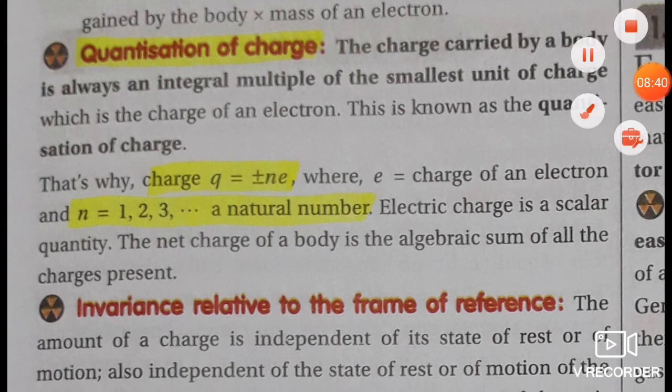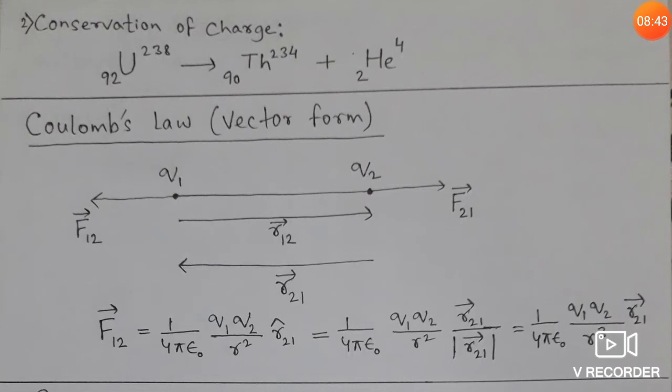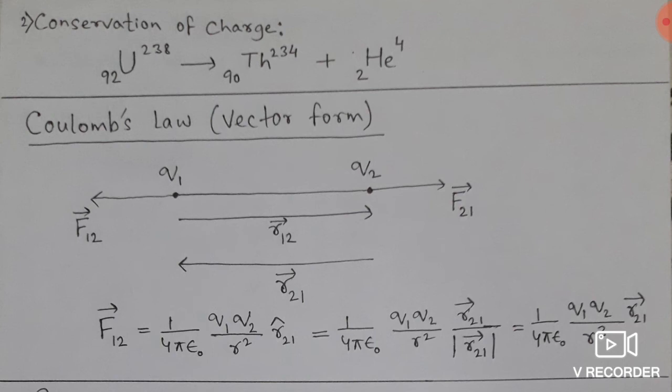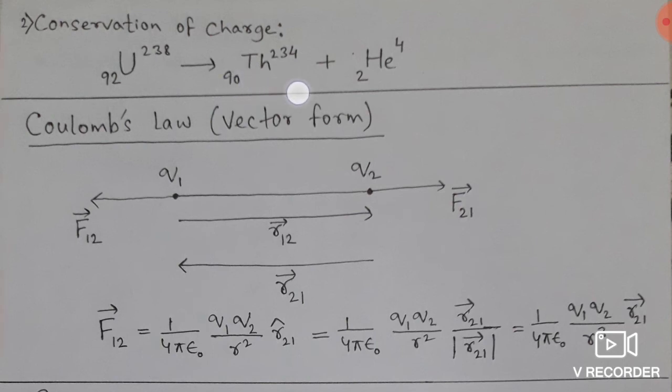And let us discuss the second characteristic of charge, conservation of charge. In this equation we can see that uranium, the atomic number is 92, and it gives thorium and helium. The atomic number altogether is 90 plus 2, 92. So the atomic number before and after the reaction are the same. So the atomic number, that is the charge, is conserved.